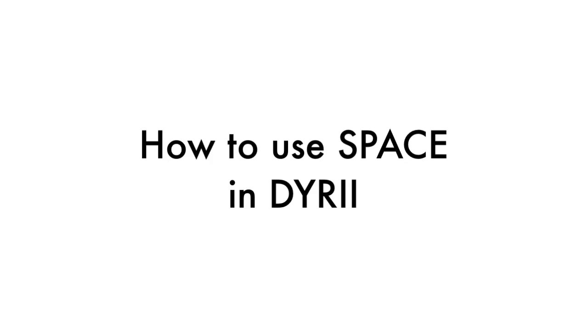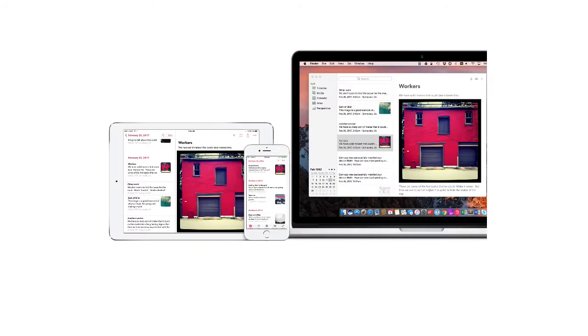In this tutorial, I'm going to demonstrate how to do SPACE using Dyrii, a journaling app for the Mac, iPad, and iPhone. I'll be using the Mac version of Dyrii, but the process is almost identical on the iPad and iPhone versions of Dyrii. Okay, let's create a scenario.